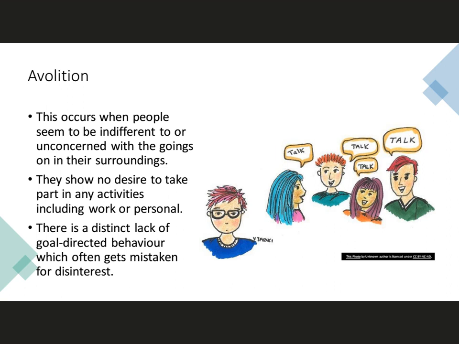Abolition is where people seem indifferent to things that they would typically engage in. So they would withdraw themselves from different situations. So this occurs when people seem to be indifferent or unconcerned with things that are going on around them. So it's closely linked to their lack of desire of taking part in these activities, and a lack of goal-directed behaviour is shown.